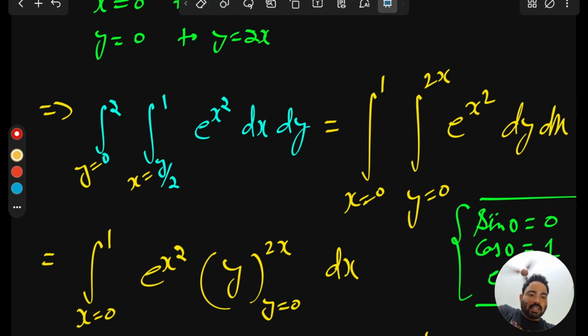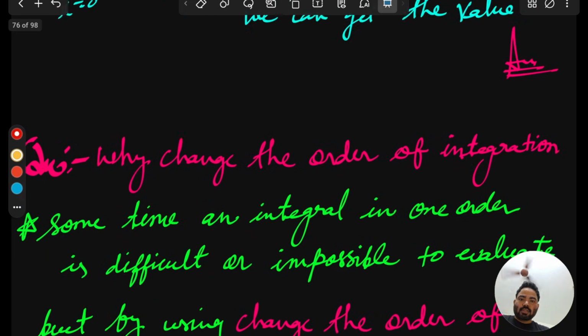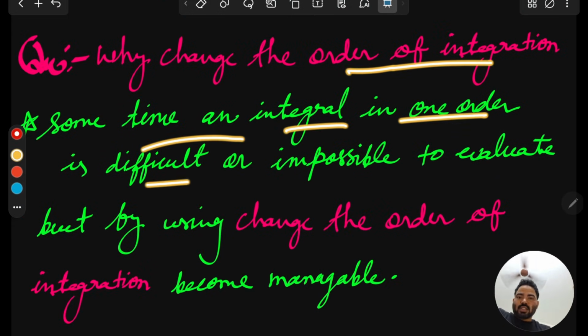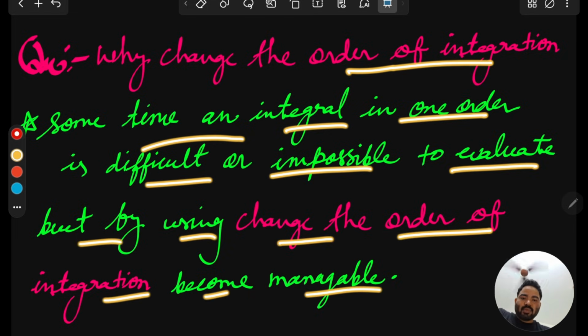Now let's move on to the next type. Here we already discussed why I change the order of integration. Sometimes integration in one order is difficult or impossible to evaluate, but when using change of the order of integration it becomes manageable. So we use it like that only.